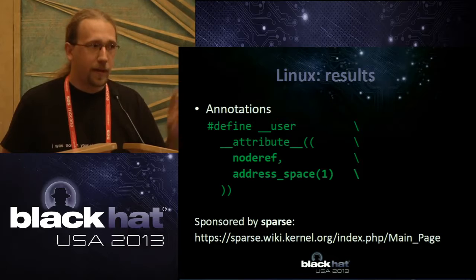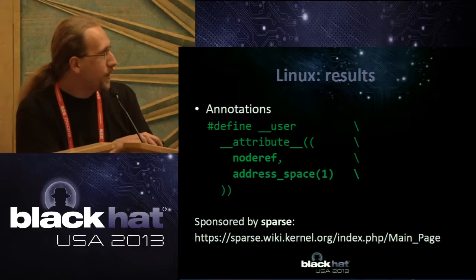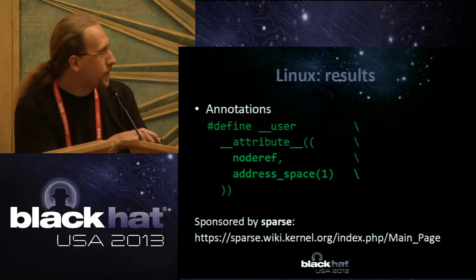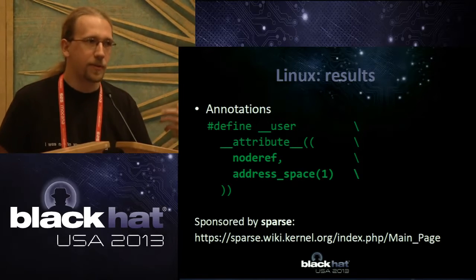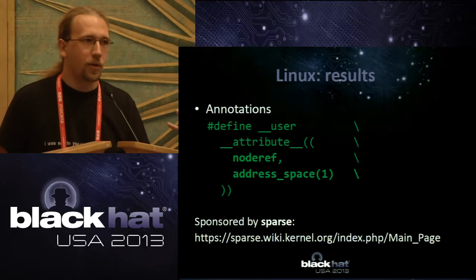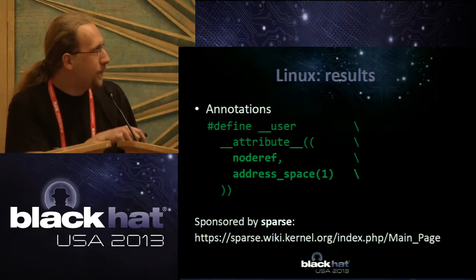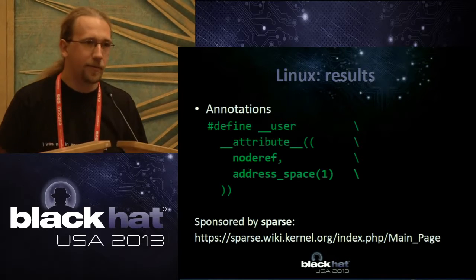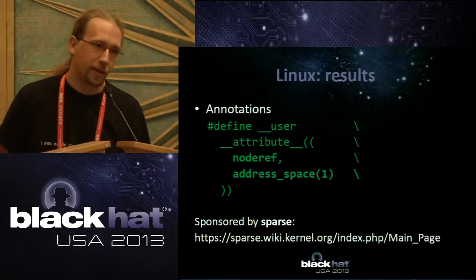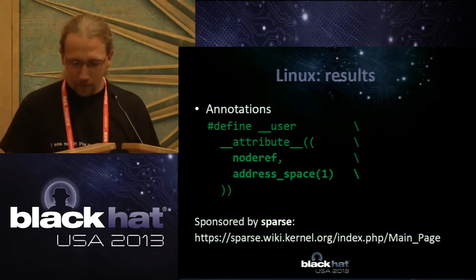The other thing is Sparse, and its annotations. This is a __user annotation for all the input variables, fields and structures that a system call gets from user memory. If a variable has an annotation like this, it cannot be dereferenced. A dereference will basically issue a Sparse warning. So this kills most of the bugs, if not all, I would say.